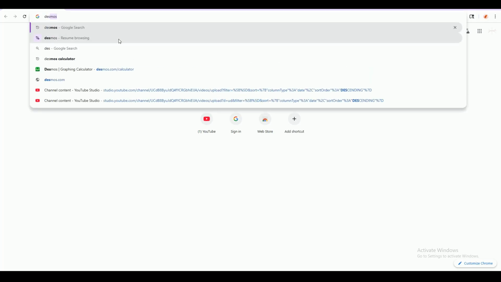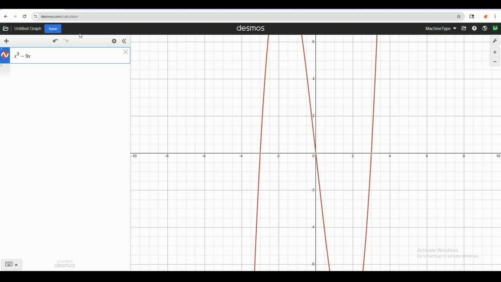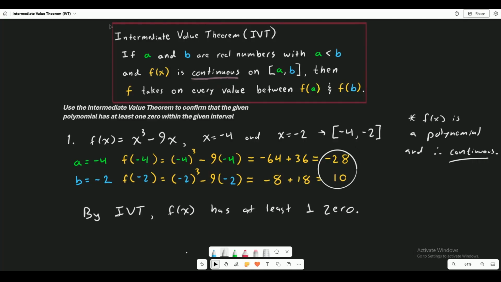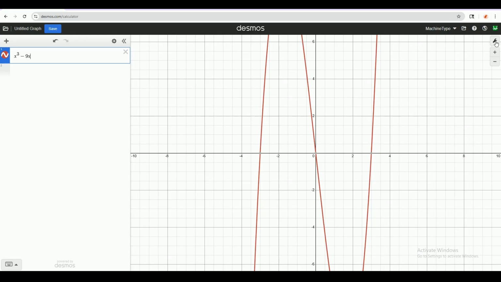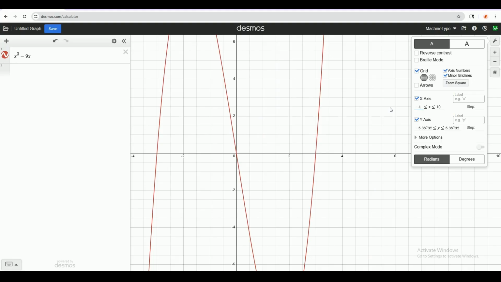Let's go on Desmos. Let's graph it: x to the power of 3 minus 9x. Okay, and what was our interval? It was from negative 4 to 2. So I'm going to adjust the interval, negative 4 to 2.